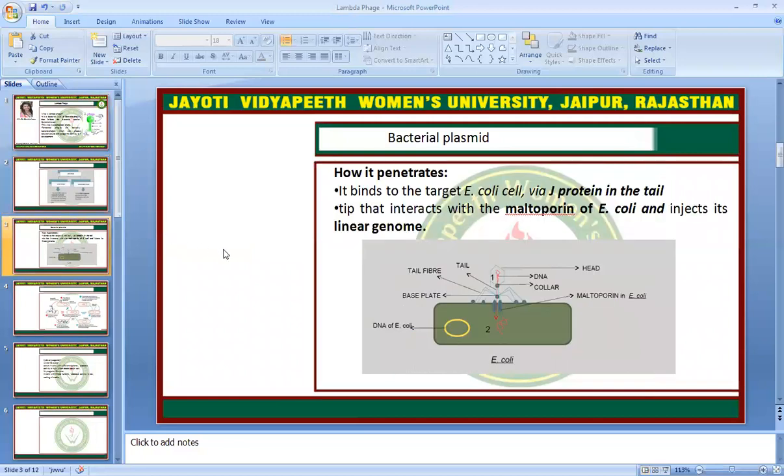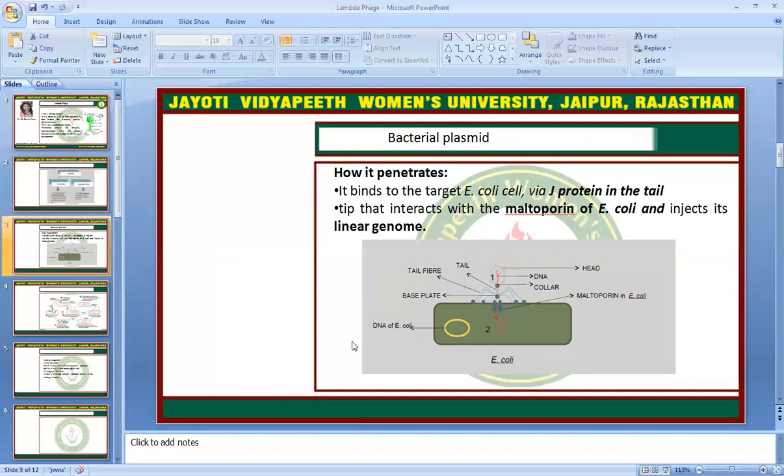How does it penetrate? It binds to the target E. coli cell via J protein in the tail, as I mentioned in the previous slide, where we saw the terminal binding proteins, which are J proteins, and tips that interact with the maltoporin of E. coli and then injects its linear genome.